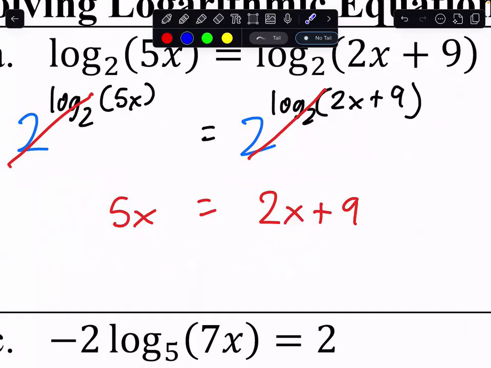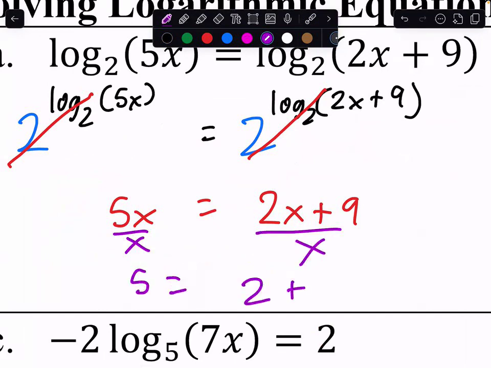It wouldn't help to divide. Sometimes you want to try that, but let me just show you that this doesn't work. If you divide both sides by x, x is now in the denominator. That's actually more complicated. So again, that's probably not the best thing to do.